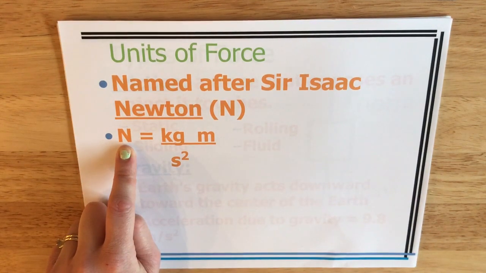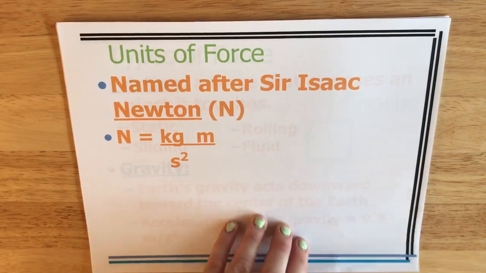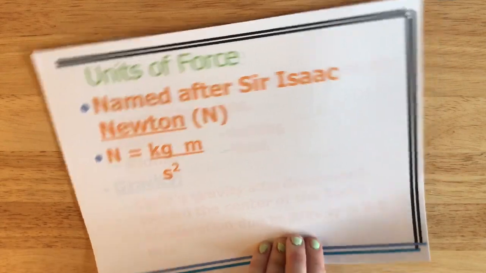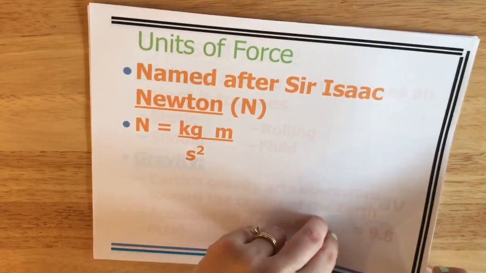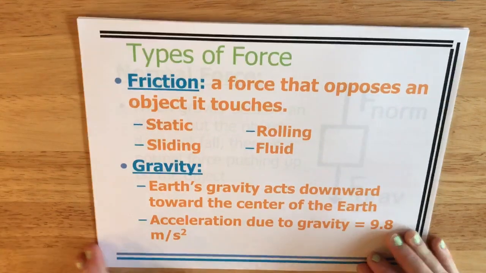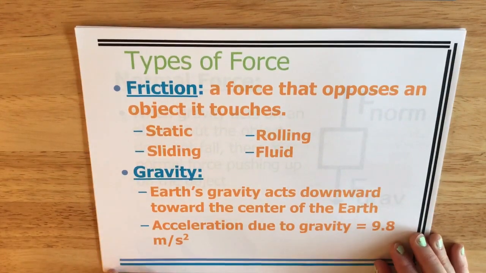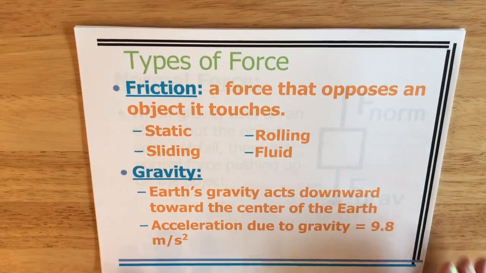Okay, so whenever you see something and it has an N as a unit, then we know it is a Newton and that it was force. All right, so let's talk about the different types of forces that we have. There are frictional forces, and there is gravity. When you have friction, it means that the force is going to be because an object is touching it.